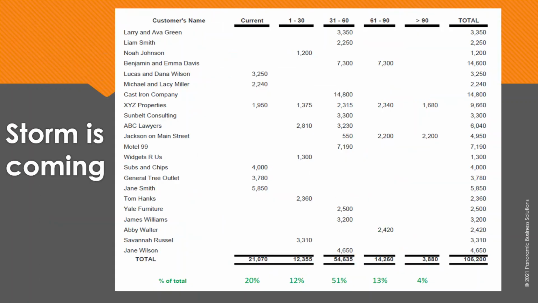Here is an example of a storm is coming. When you look at more than 50% in the 31 to 60-day column, you still have time to fix the problem. Usually what's happening with this is someone is probably cutting some corners in their procedures. They're not collecting. They're not staying on top of it like they should. And you need to get on the phone. You need to dust off those procedures and start making collection calls.